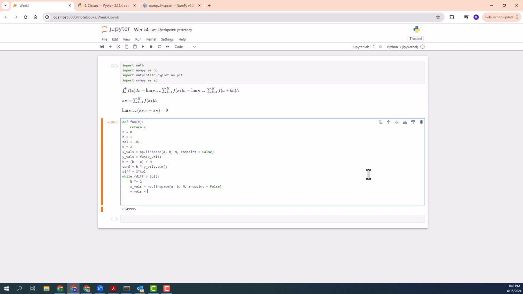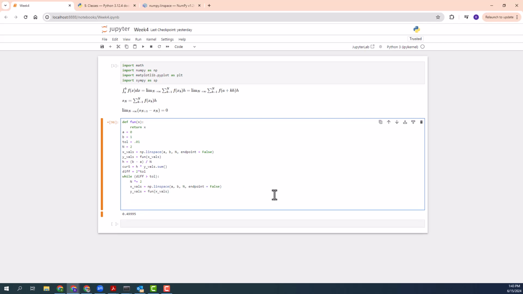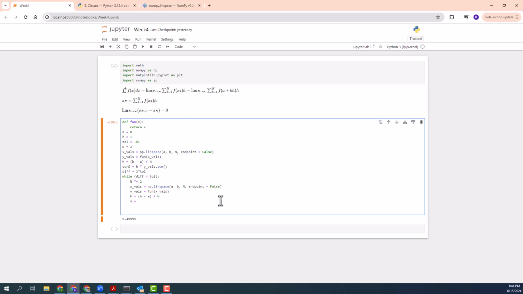Y values is equal to fun of x values, and then s is going to be equal to the approximation of the integral. So let me do h first. h is equal to b minus a over n, and now s is going to be equal to y vals dot sum, and I'm going to multiply this by h.